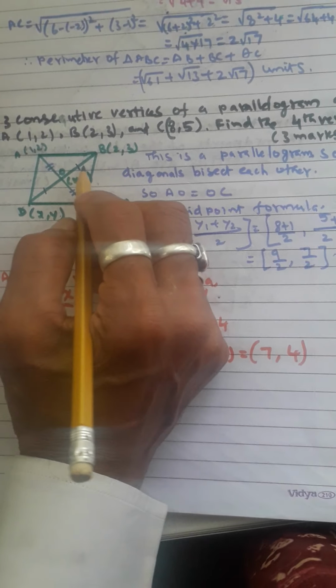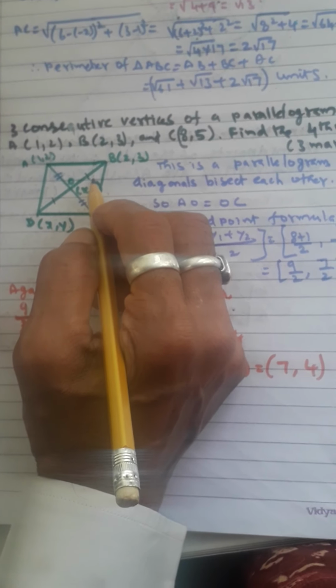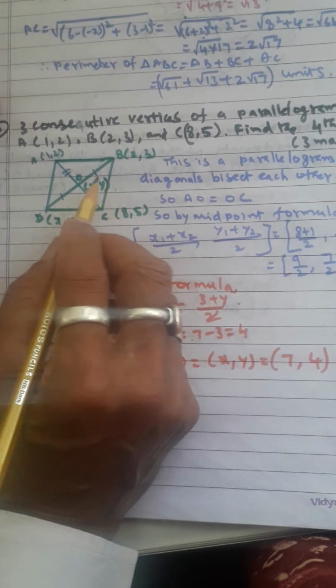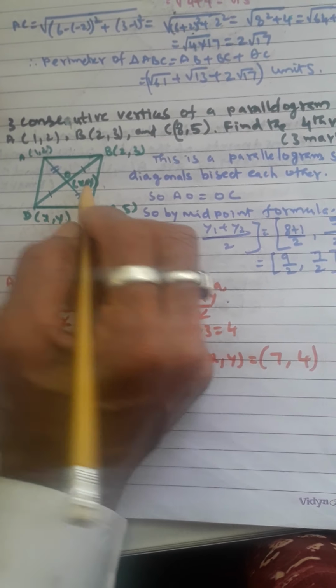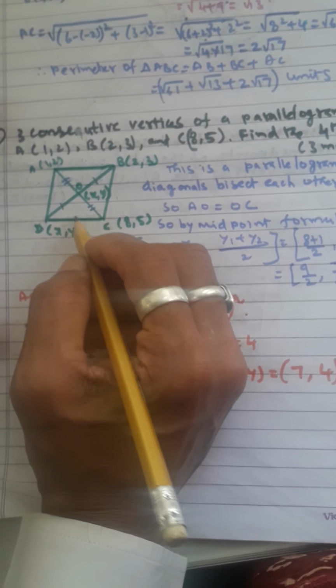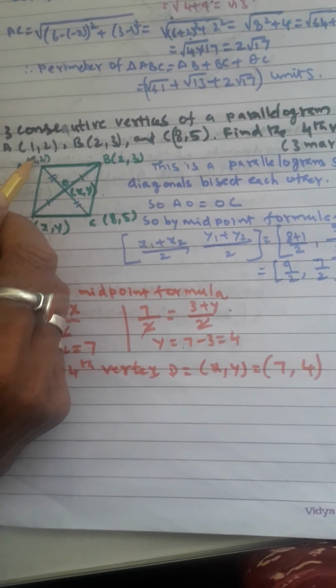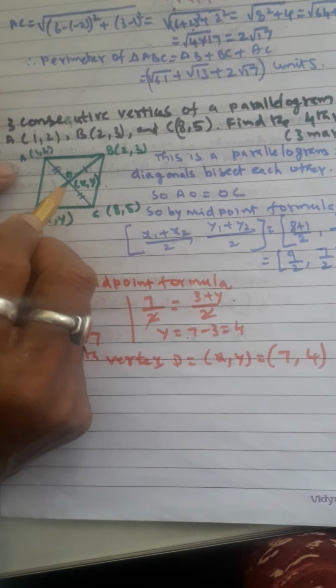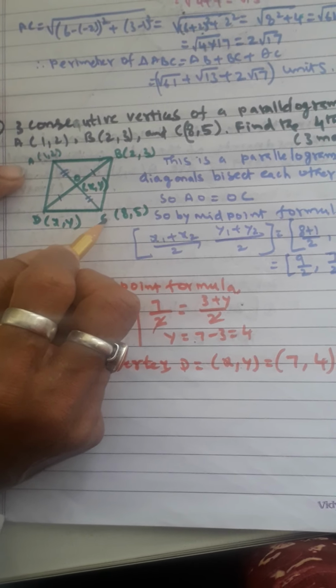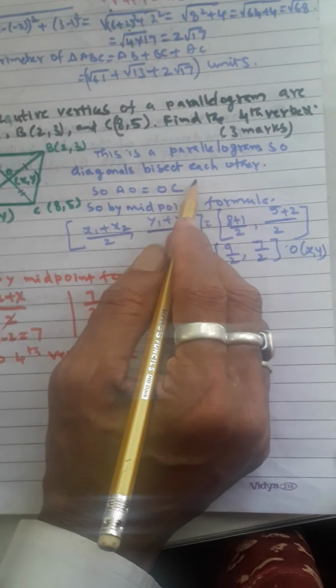Now don't take this side. Why should we not take this side? Sorry, because here we don't know the value, and here also we don't know the value, so that is why you consider these first. So OA is equal to OC, we already know, isn't it, by parallelogram properties.